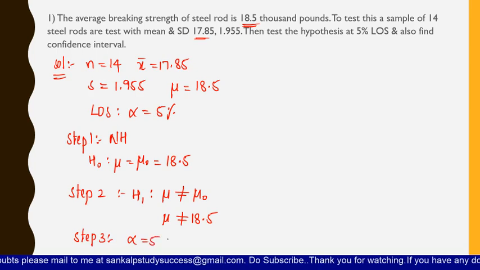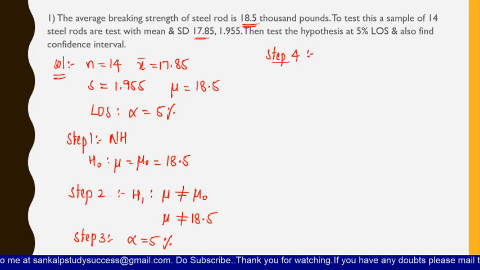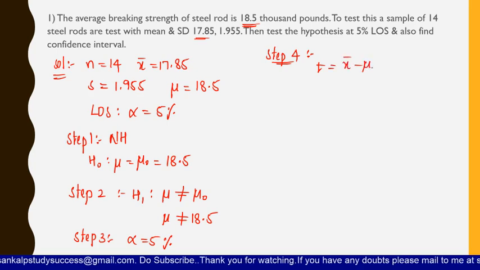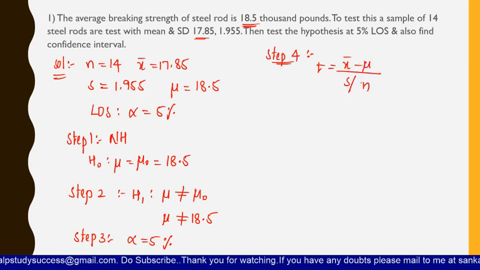It is given in the question itself, which is nothing but 5%. So let us write it here. Now coming to step 4, we are going to find out the test statistic of t. That means t is equal to x bar minus mu by s by root n. This is nothing but the t value, the test statistic value. Let us substitute all the values which we know in the t, so that we will get the value of t here.